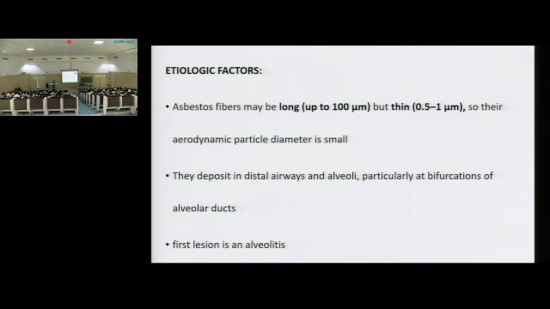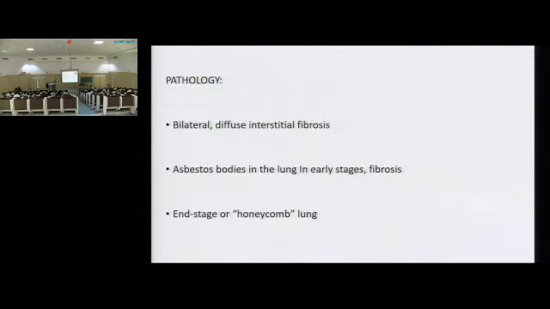Asbestos fibers can be long, up to 100 micrometers, but they are thin, ranging from 0.5 to 1 micrometer, so their aerodynamic particle diameter is small. So they are deposited in the distal airways and alveoli, particularly at the bifurcation sites or alveolar duct side. And the first lesion caused by asbestos is an alveolitis.